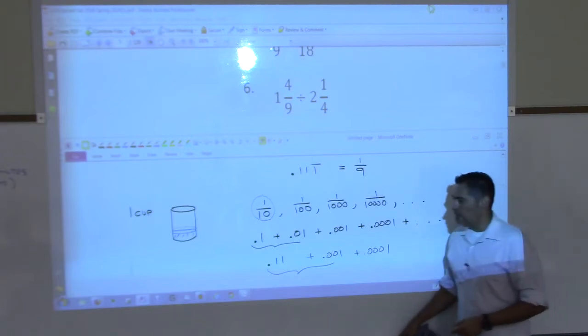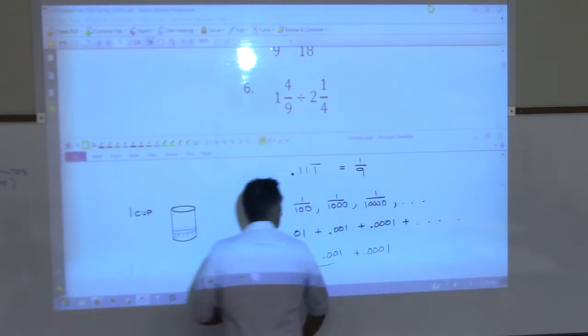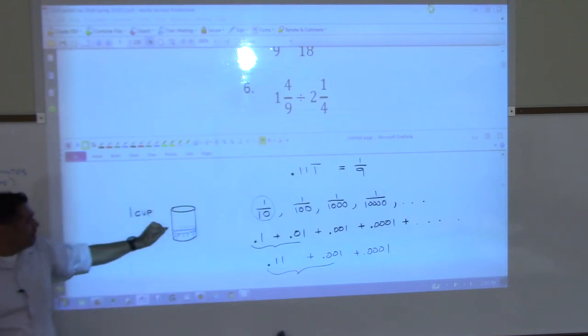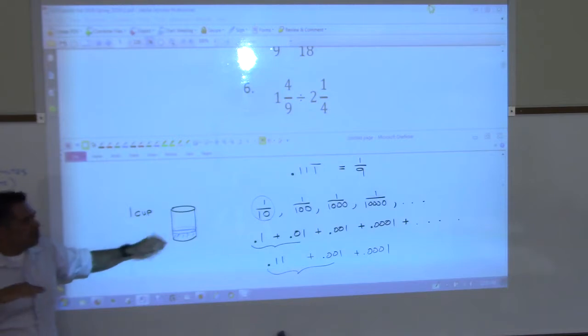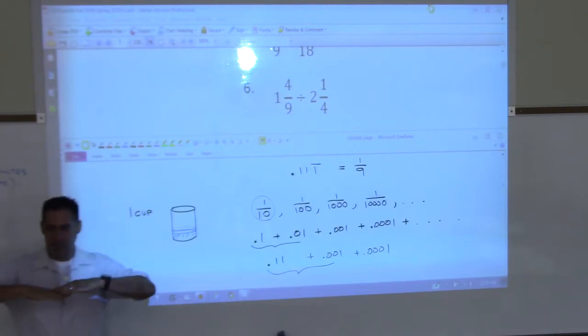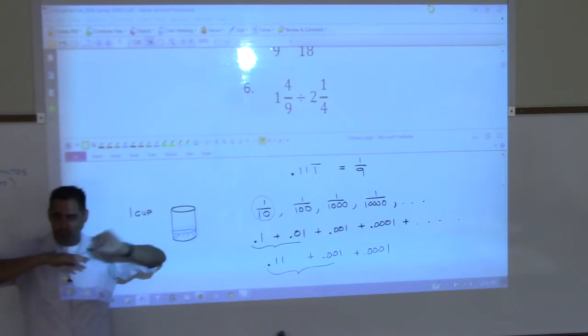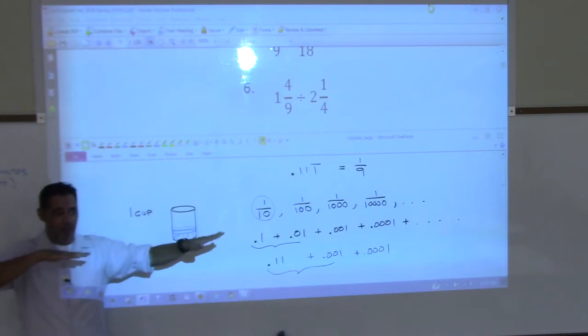It's not going to fill it. It's only going to fill it, what? 1/9 of the way. So you're not even going to fill this up halfway if you do this. You're just going to get closer and closer to 1/9 of the cup. So it's going to start coming up, but it's never going to get to 1/9 unless you could do it forever. If you could do it forever, then you would reach 1/9.